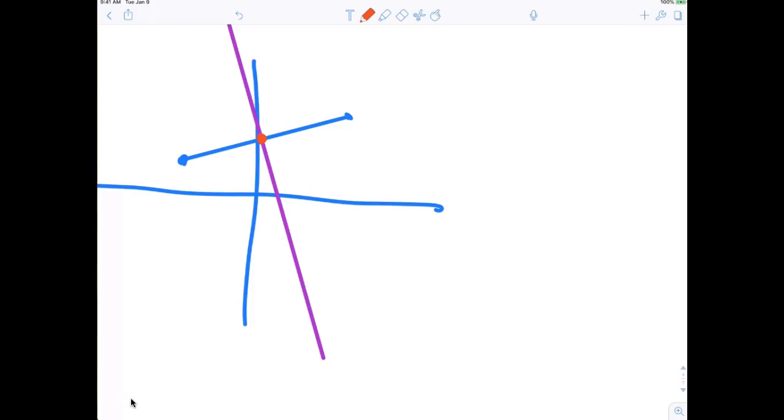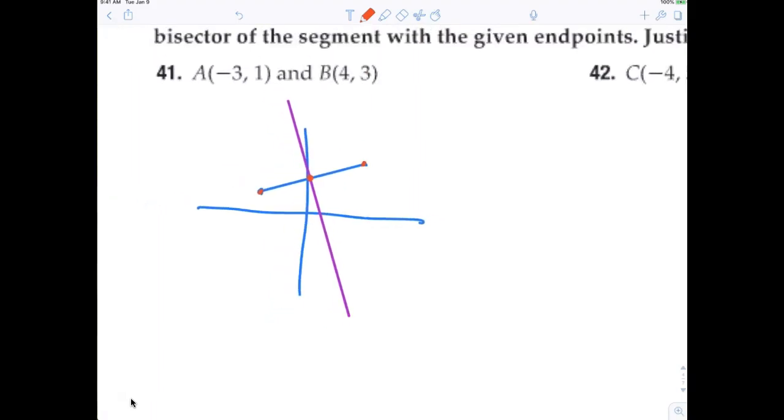How do I know it's called the midpoint? Because it was bisected. That line is cut in half, which means that red dot is the midpoint for these two points. Is everybody with me on that? So it has to go through the midpoint. If you recall, the midpoint formula is when you add the x's and add the y's and divide them by 2. That's the midpoint formula.